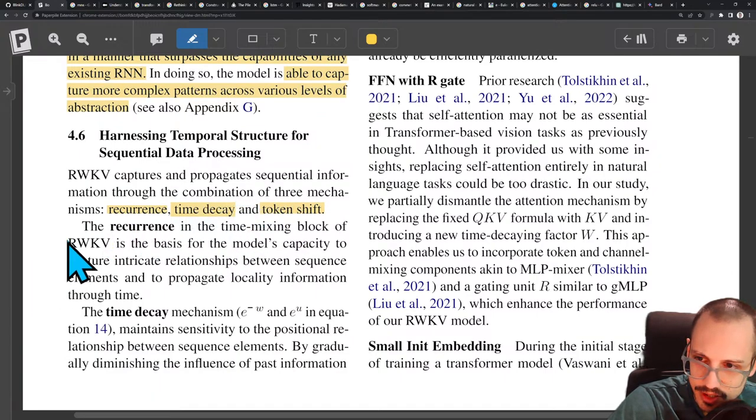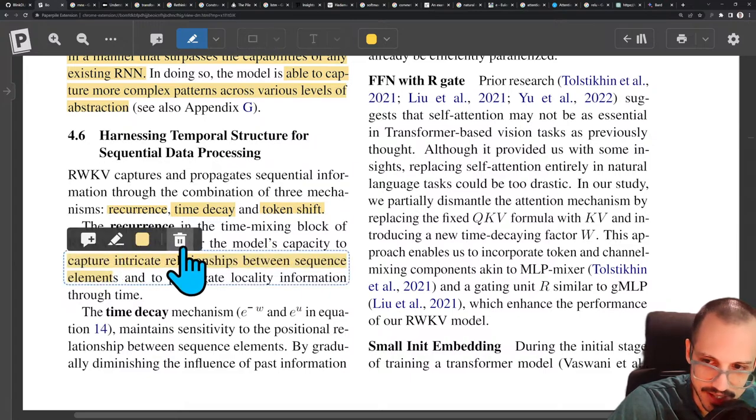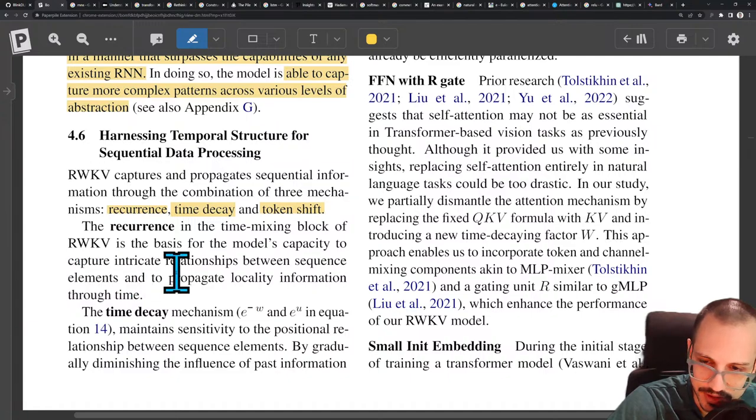The recurrence in the time mixing block of RWKV is the basis for the model's capacity to capture intricate relationships between sequence elements and to propagate locality information through time. Capture intricate relationships between sequence elements. I feel like any sequence-based model, that's what it's fundamentally doing. It's capturing relationships between different elements of the sequence. So I don't know if that's unique to RWKV. Any sequence-based model is going to do that. Propagate locality information through time. Again, I feel like any sequence model is doing that to some degree.